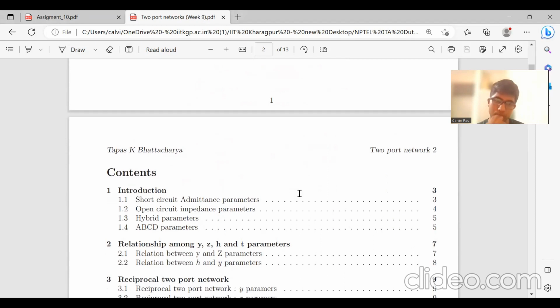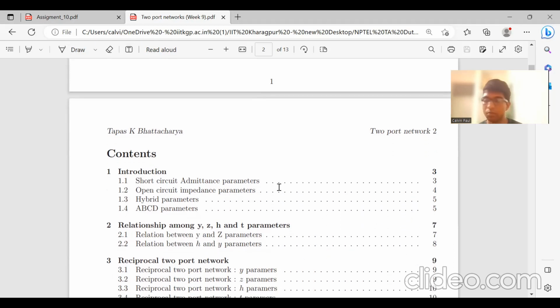So let us begin. We will consider a two-port network, and it can have various parameters. A two-port network can be characterized based on either short circuit admittance parameters, open circuit impedance parameters, hybrid parameters, or ABCD parameters. These are the various ways we can represent a two-port network. Because it's the same two-port network, and we have various ways of characterizing it, there will be certain relations between these sets of parameters.